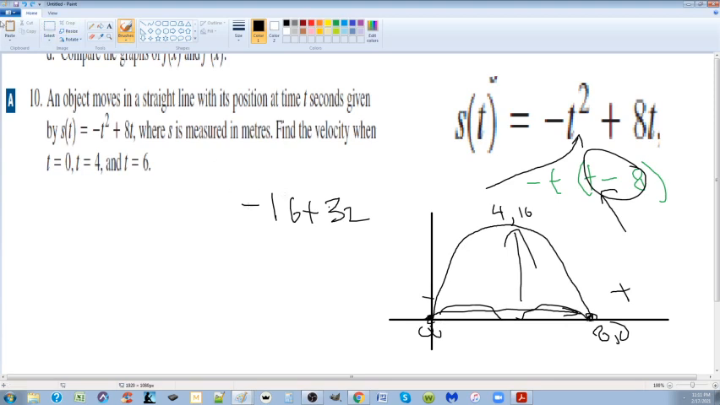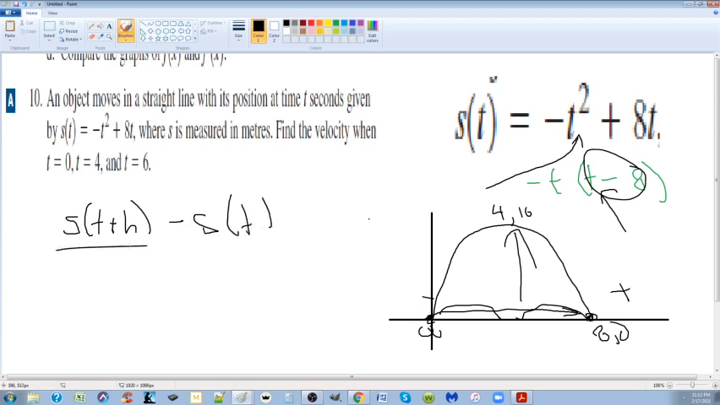Find the velocity when t is equal to 0, t is equal to 4, and t is equal to 6. So they want you to use the same formula, which is f of x. Well, in this case, it's f of t, and it's not f, it's s. So they want you to find s of t plus h minus s of t all over h. And they want you to start with 0.